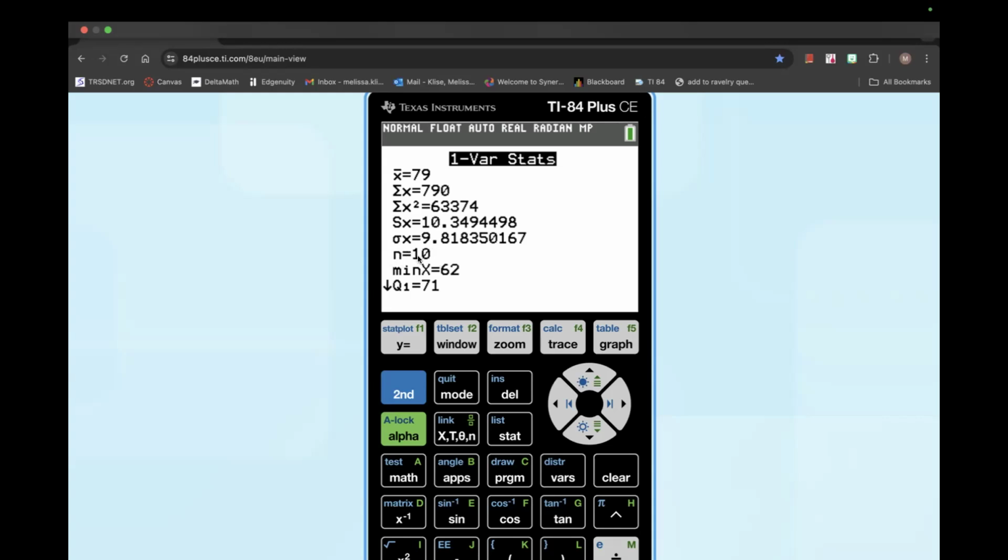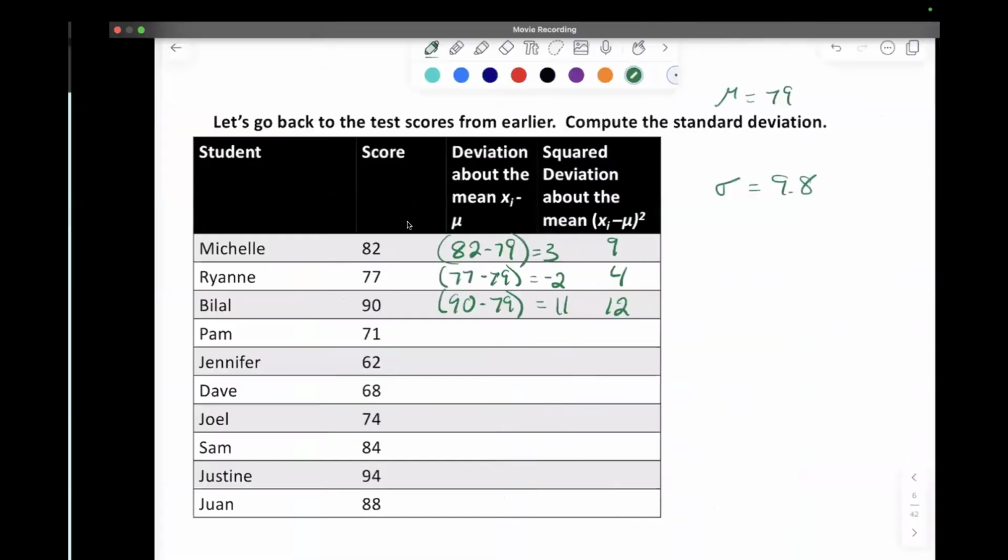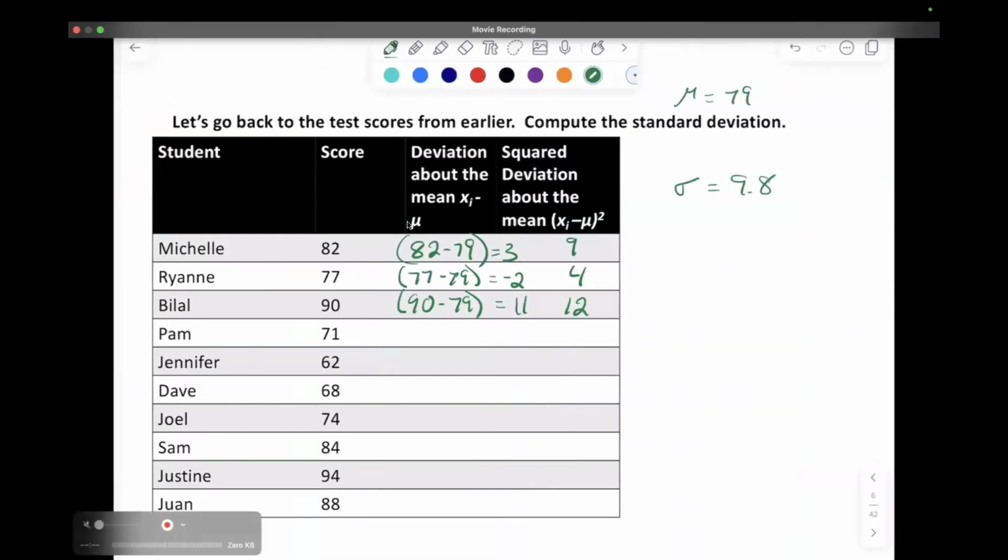Yeah, 10 data values. That's what that is. Okay, I understand. I am going to pop back over here. I wrote down that sigma is 9.8, and there we go. So now we have our mean and our standard deviation. Standard deviation will be important later, and you will know exactly why we need that and how it is useful.